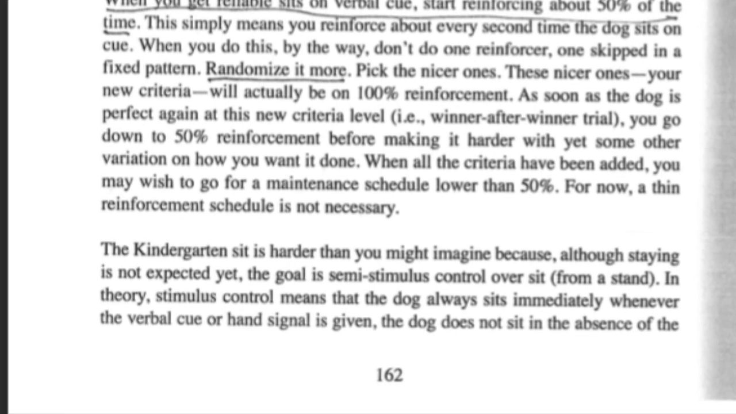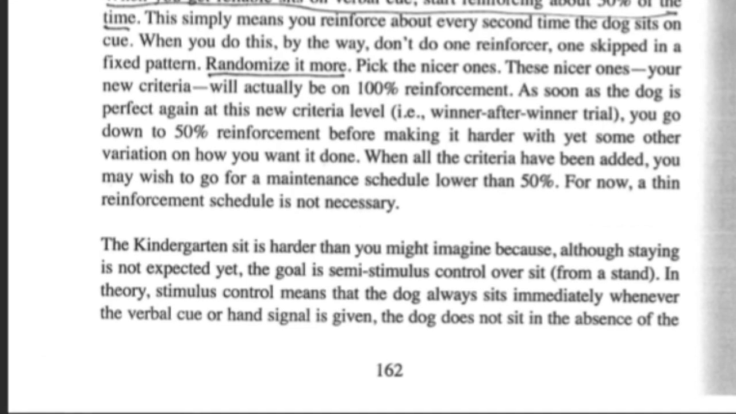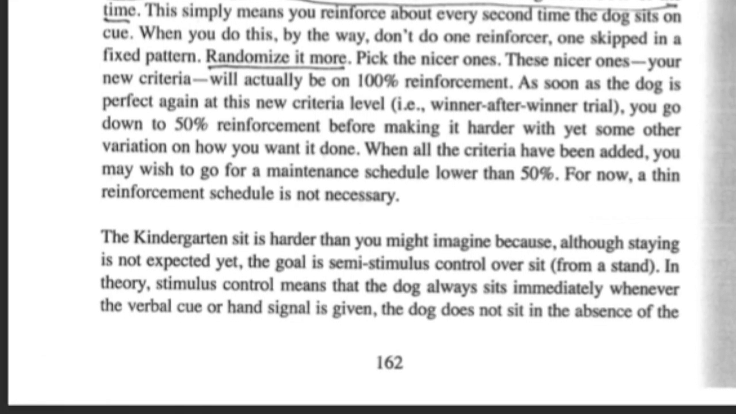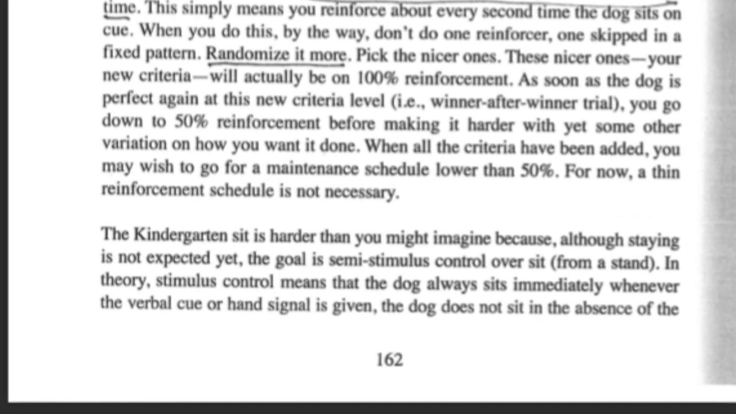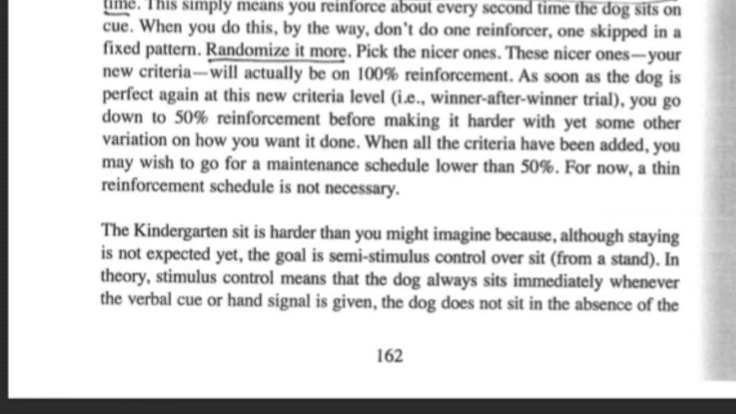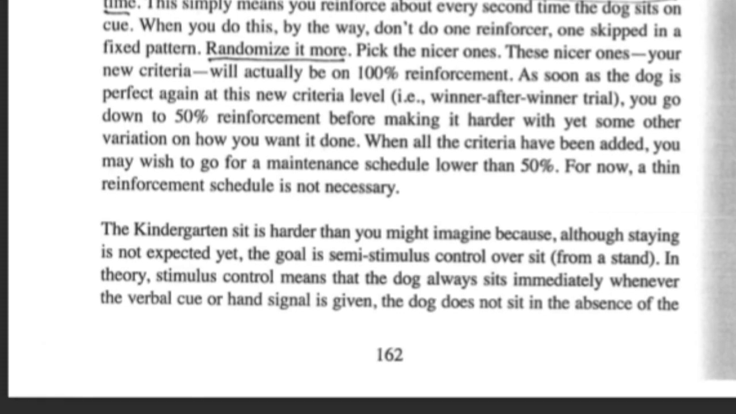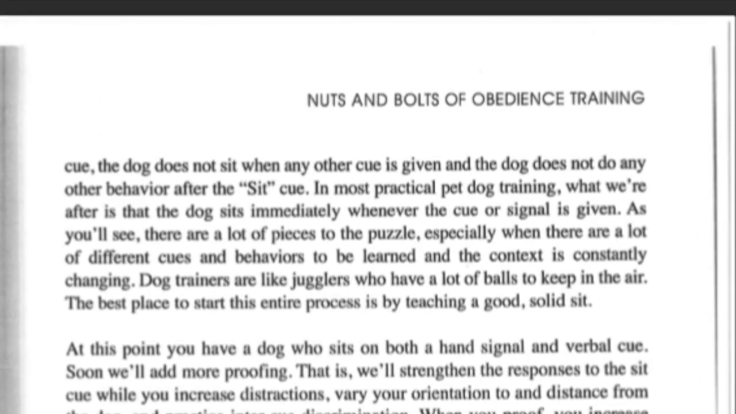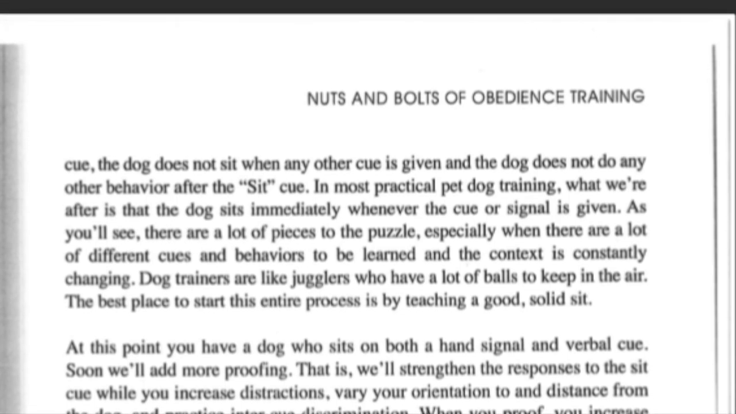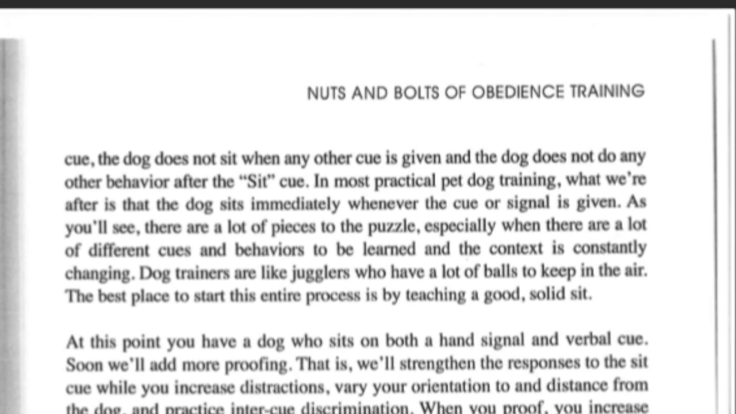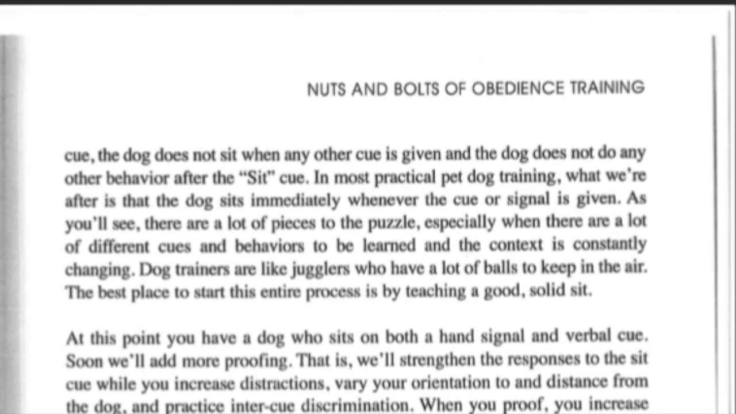The kindergarten sit is harder than you might imagine because although staying is not expected yet, the goal is semi-stimulus control over sit from a stand. In theory, stimulus control means that the dog always sits immediately whenever the verbal cue or hand signal is given. The dog does not sit in the absence of the cue, the dog does not sit when any other cue is given, and the dog does not do any other behavior after the sit cue. In most practical pet dog training, what we're after is that the dog sits immediately whenever the cue or signal is given.